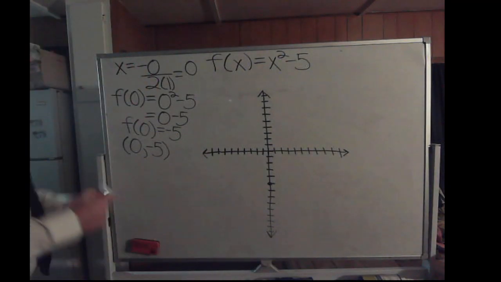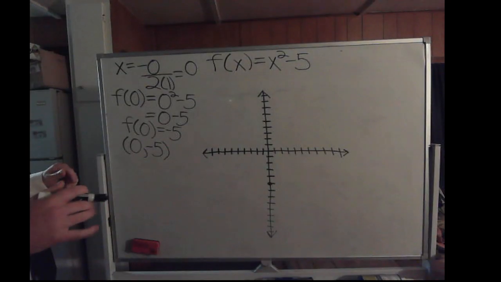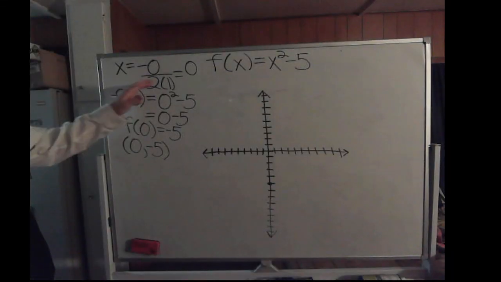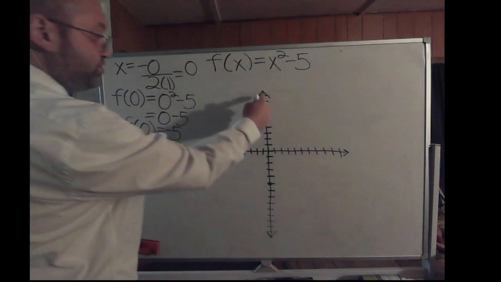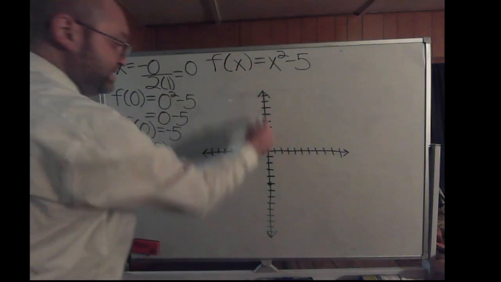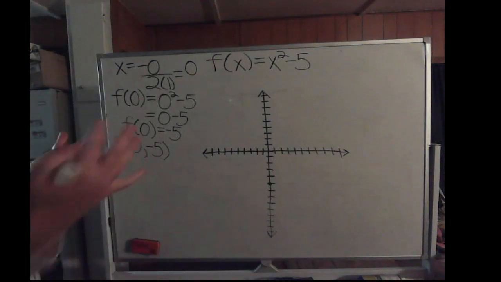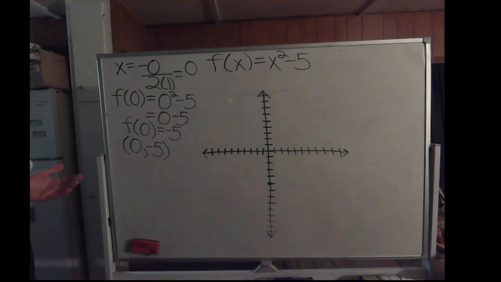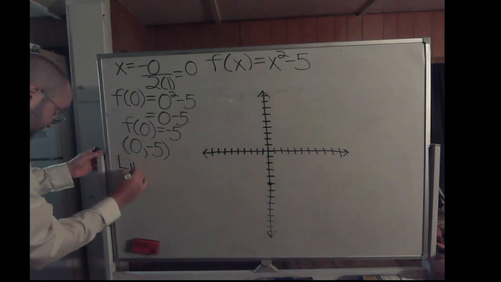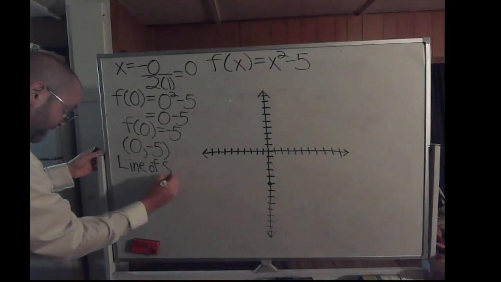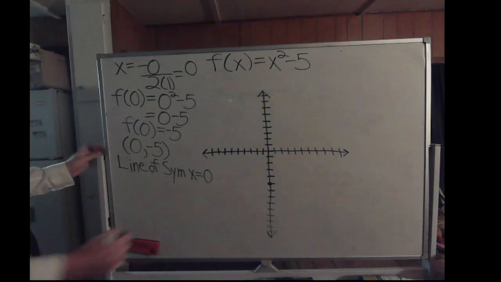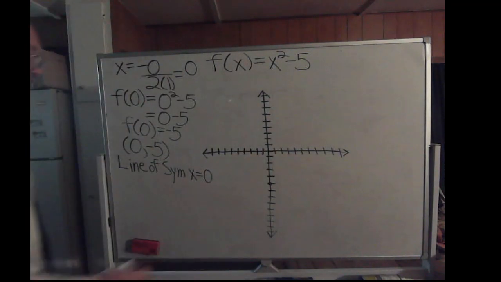Now, if they're asking for the line of symmetry, that's also going to be x equals negative b over 2a. Well, that's at 0. So the line of symmetry is at x equals 0, which would be the entire y-axis. So that is your line of symmetry. Let's write that. Line of sim is x equals 0. That's the line of symmetry, which would go straight through the x-axis.